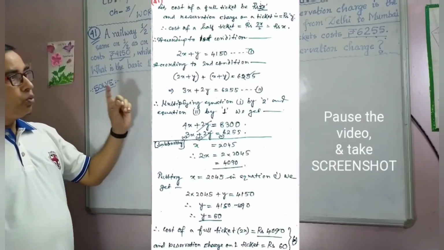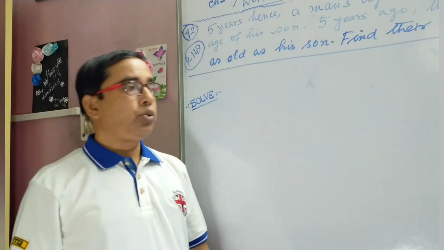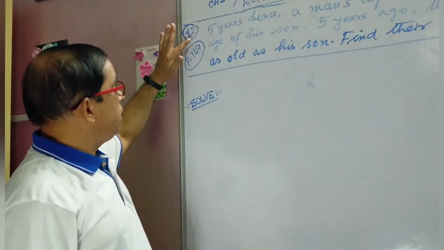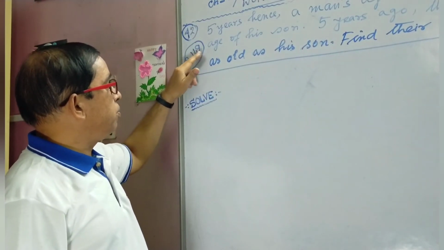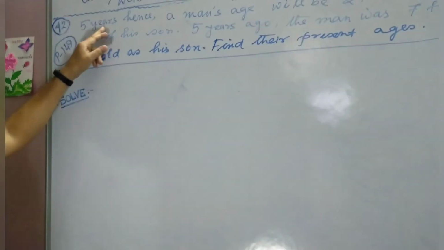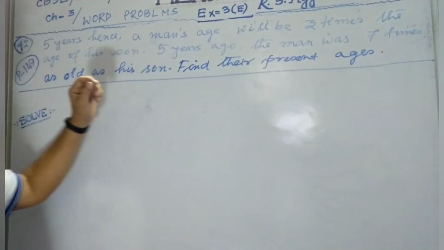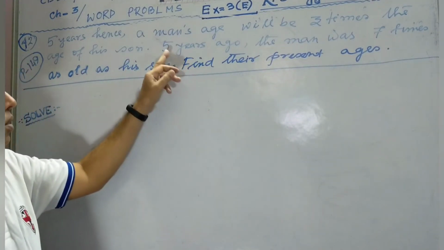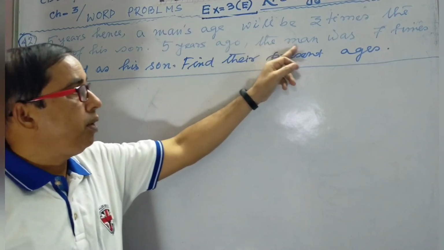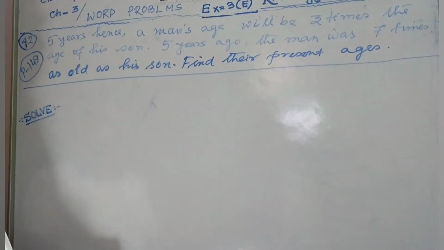Now students, the problem number is 42 of R.S. Agarwal and the page number is 149. The problem is: 5 years hence a man's age will be 3 times the age of his son. And the second condition is: 5 years ago the man was 7 times as old as his son. Find their present ages.